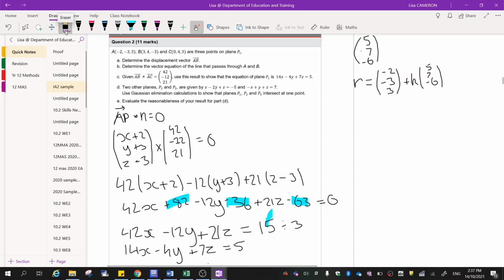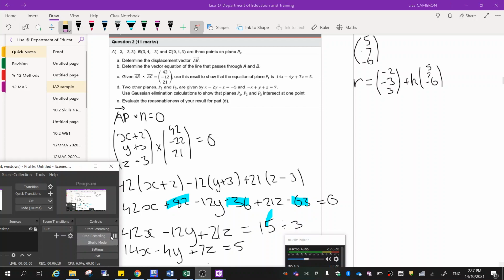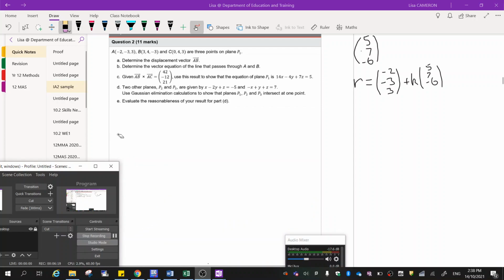So, on to the next part of this. Alright, so now that we've finished question C, we're going to go on to question D. Question D states that 2 other planes, P2 and P3, are given by those numbers. Use Gaussian elimination calculations to show that planes P1, P2, and P3 intersect at one point.